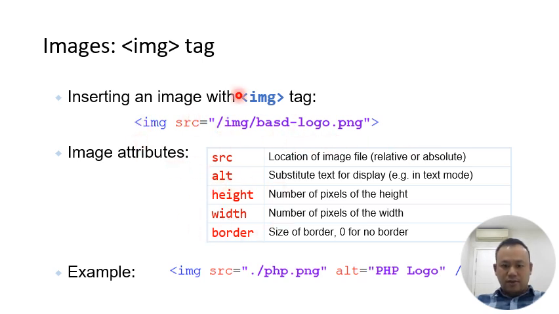This is the source. We have the attribute src, that means the location of the image. We have alt, alternative text for display. We have height and width and border. For width and height, they optionally set the width and height of the image in pixels. It's recommended to use these attributes to reserve space for the image even before it loads, preventing layout shifts.